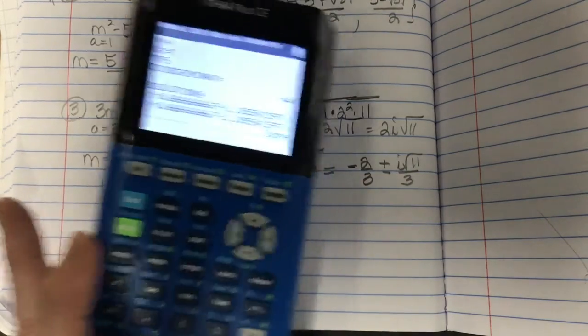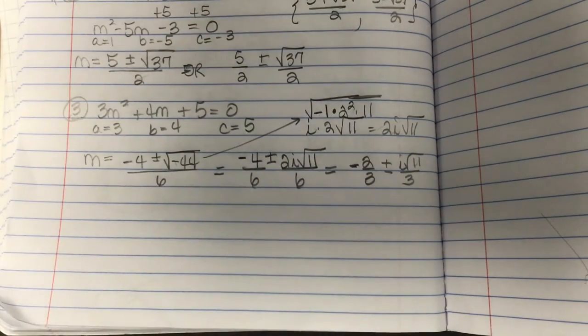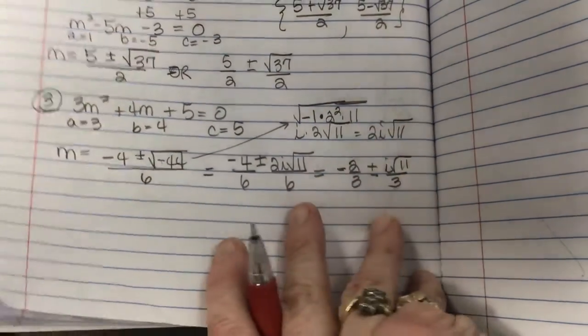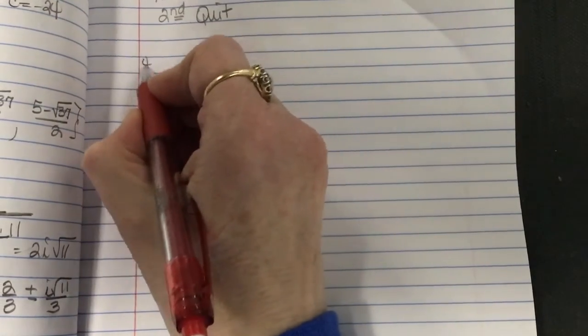Let's do one more. And it's more like number 2. I'm doing it more for that than I am the answer. So number 4 over here on page 75.